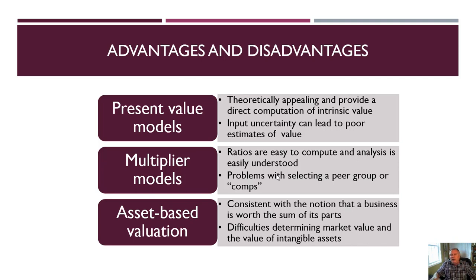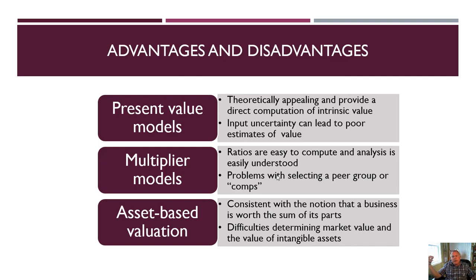When we look at some of the pros and cons, the advantages and disadvantages, the present value models are appealing, and it's a direct computation. We can understand it. The input uncertainty, the uncertainty of the assumptions, can sometimes lead to misleading estimates of value. On the multiplier models, they're easy to compute and analysis is easy. The problem is computing a peer group or comparables. But then again, it doesn't necessarily look at what the underlying potential is. It uses existing historical multipliers. Now, we could do an earnings forecast and compute them that way also.